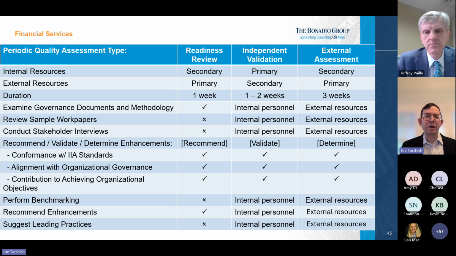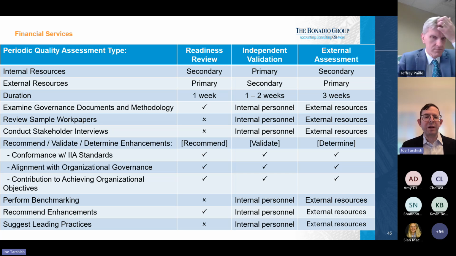But to point out here, with a readiness review, because of the duration, you're probably not doing detailed testing of sample work papers. You're probably not doing stakeholder interviews. You certainly can. But you're probably doing a readiness review and bringing in an outside expert to help you do more of a quick assessment. Here's some things to fix. Let's come back in a year, and you'll hopefully have a stronger and better documented audit results at that point.